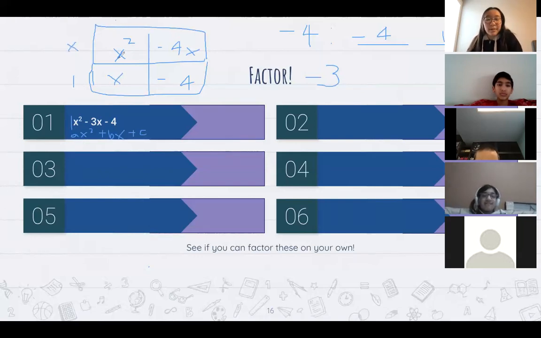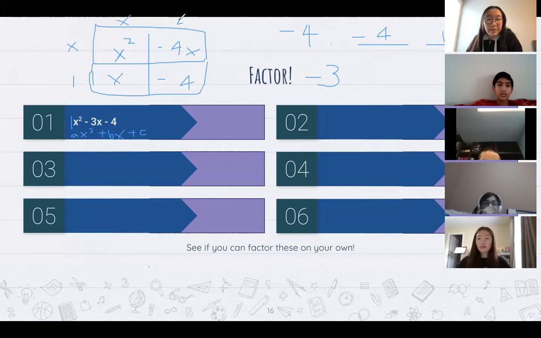So what is the greatest common factor of x squared and x? X. Yep. And now -4x and -4. -4. Yeah. So 4, and then adjacent to the -4x, so we add a negative. And now we've factored it.